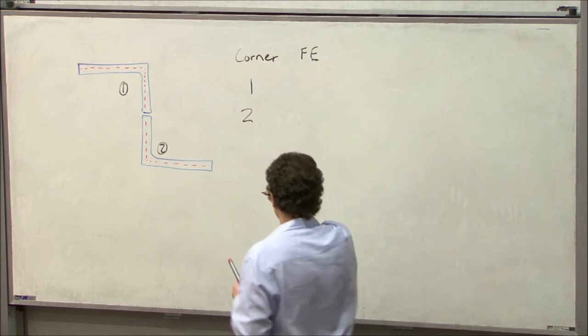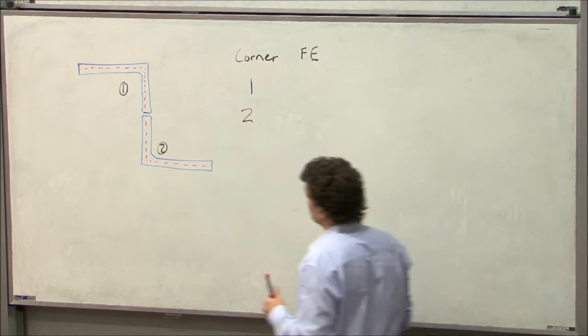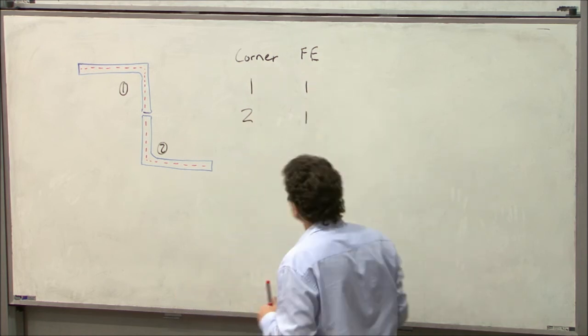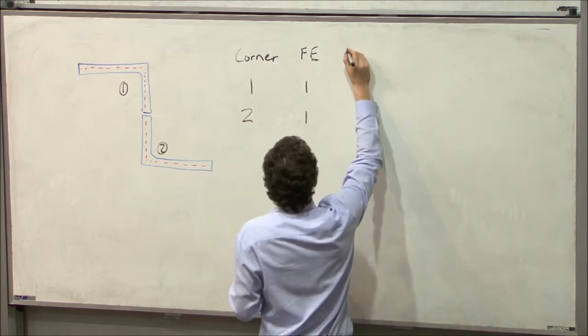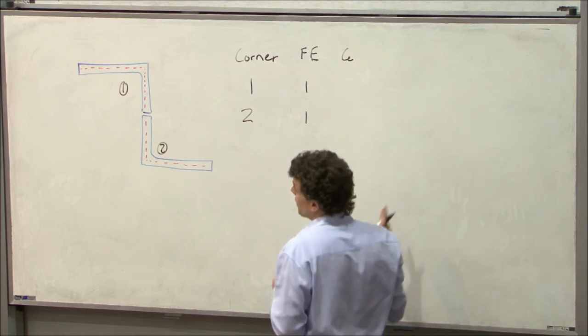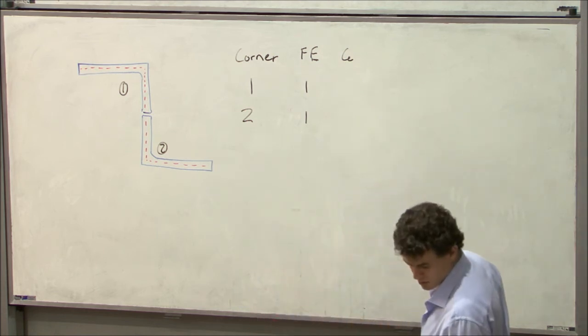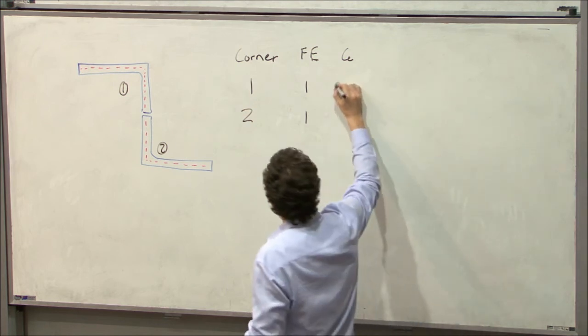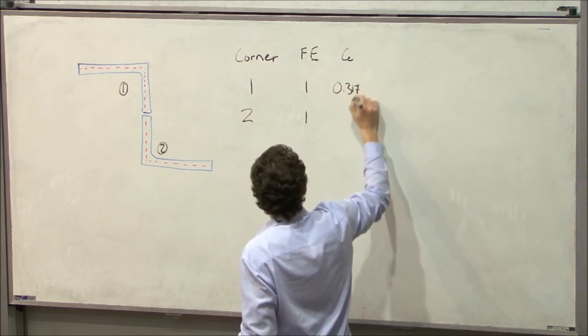So the first thing, free edges. How many free edges have these corners got? One each. So the C that they're going to use, assuming it's made out of aluminium, is 0.317.